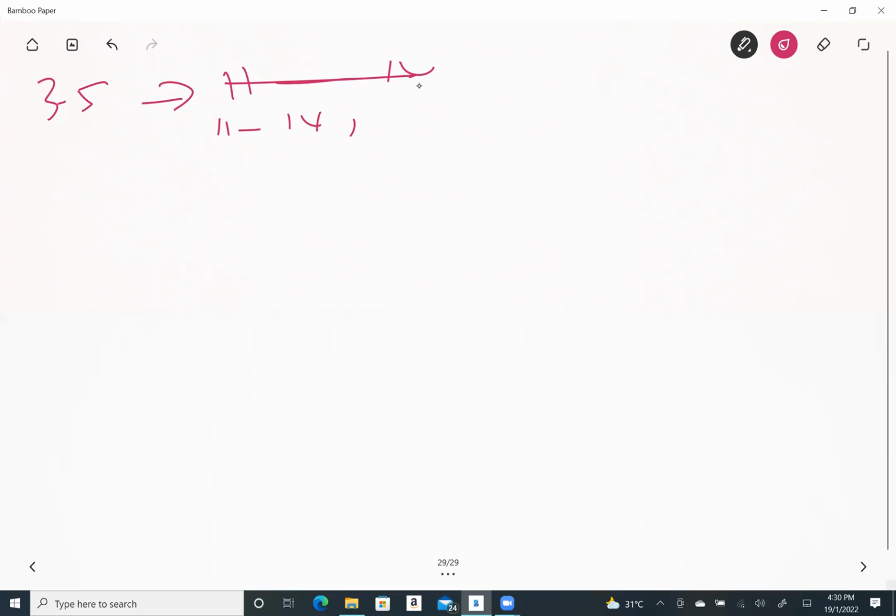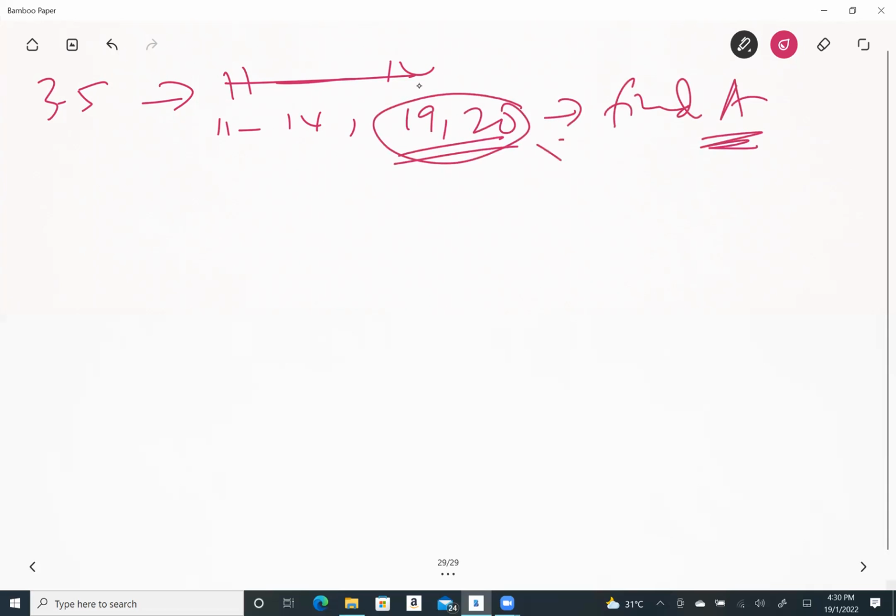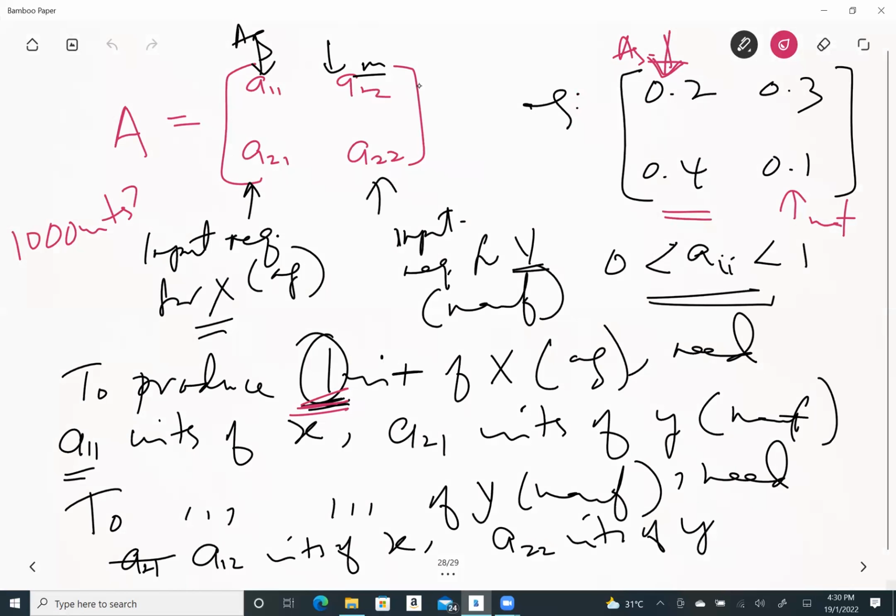Then you go to 19, 20. For 19 and 20, you need to find the A. Make sure you do this. 19, 20 is very important. You must be able to get the A. How do you get the A? Follow what I said here, by the column.